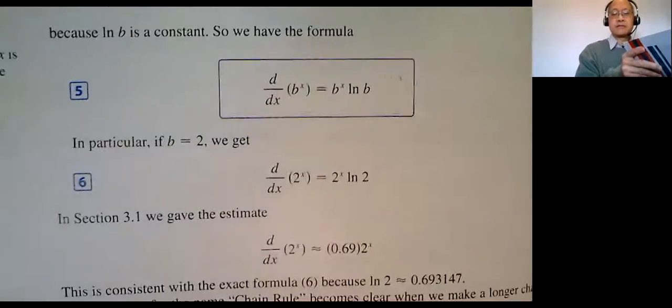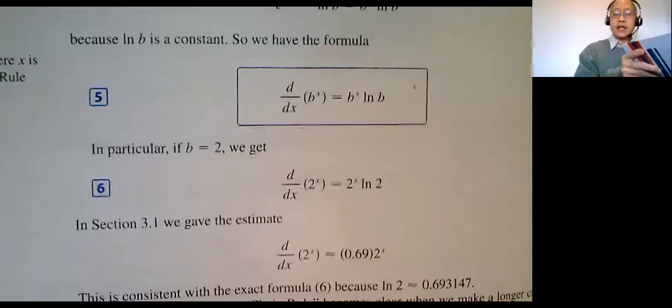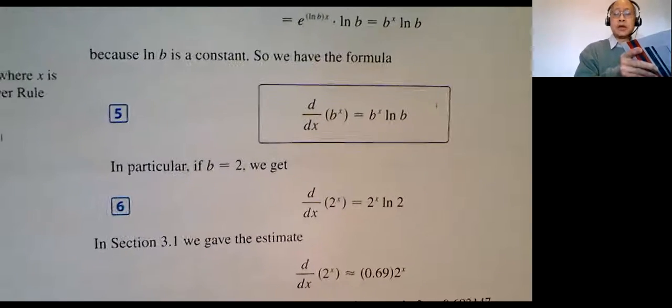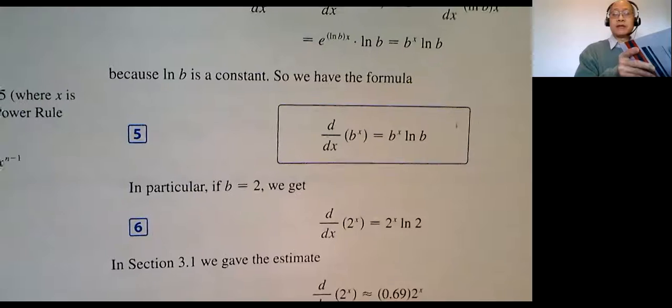Definitely not as nice. So what's the derivative of 10 to the x? 10 to the x ln 10. What's the derivative of a million to the x? A million to the x times natural log of a million. Okay, so you can't get away with that ln.